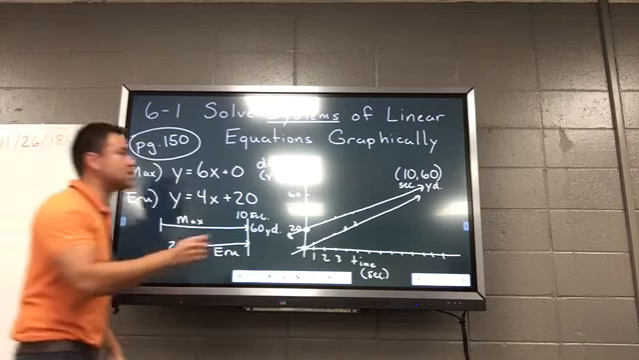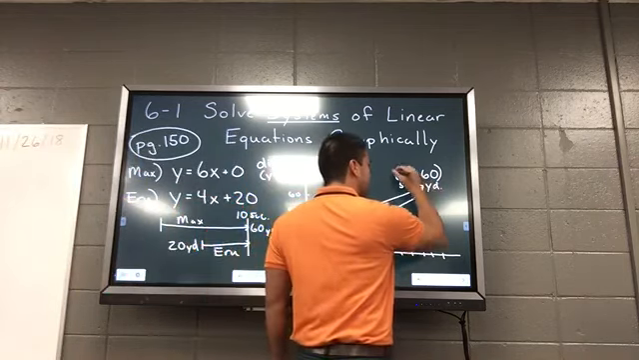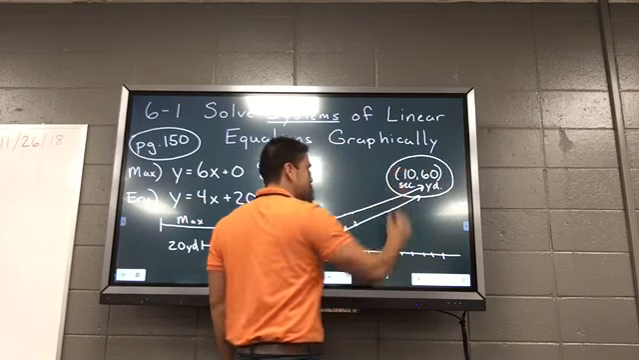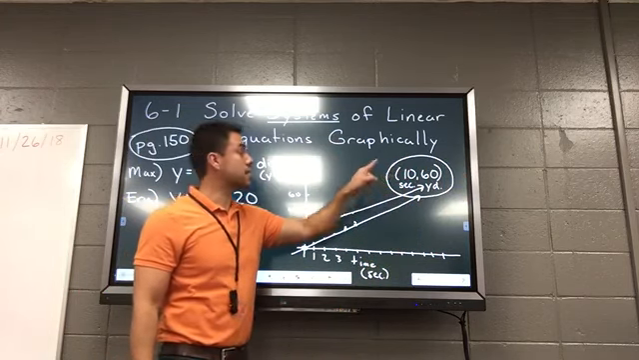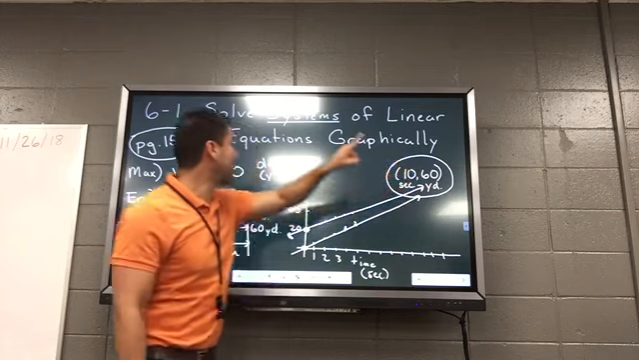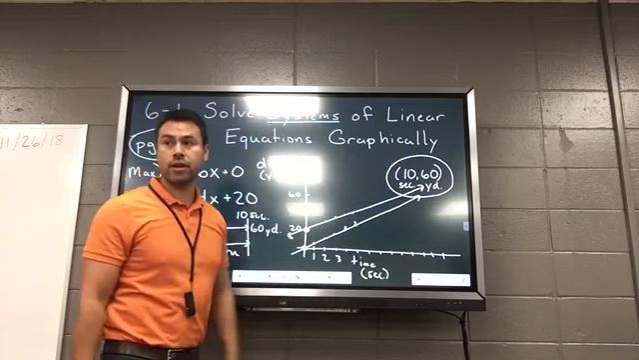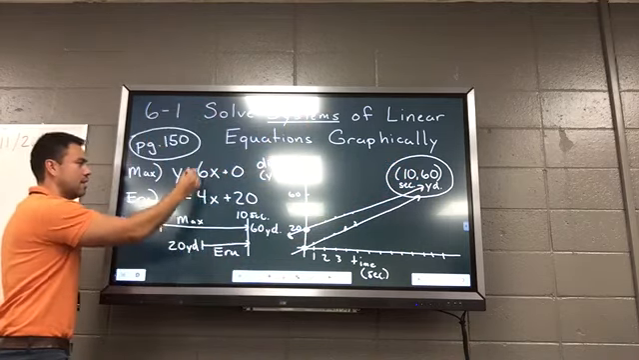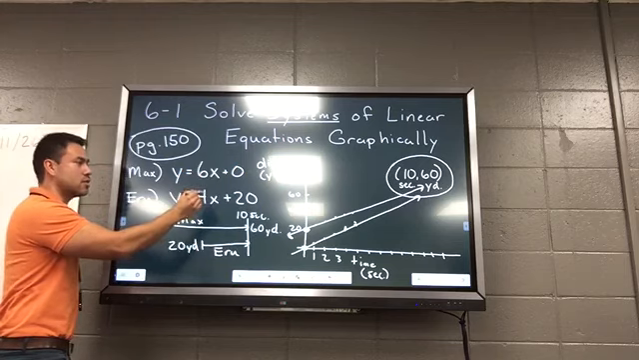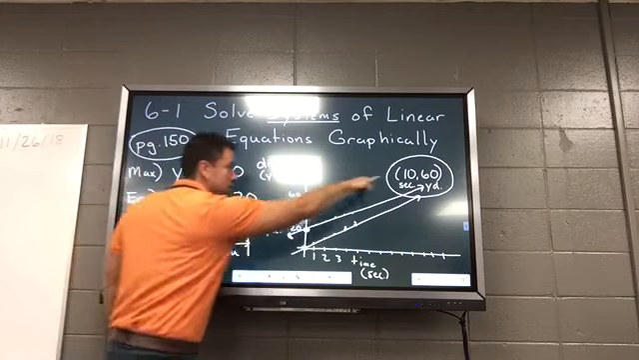Okay, this point right here where they would have met, this one right here, that is called the solution of the system of linear equations. How many equations were we dealing with? 2. What's the solution for both of them? (10, 60). And I'll emphasize that a little bit more here.